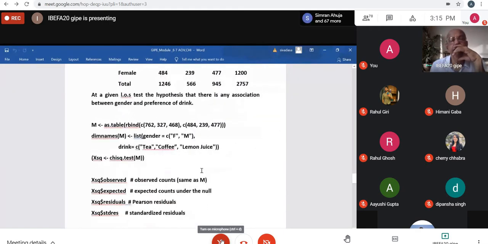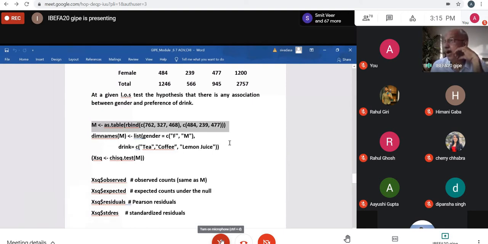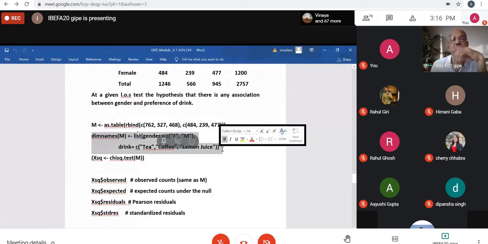Very simple. Prepare a matrix of the data, row wise. You are already familiar with R-bind. But here I have to compute something, so let it be in table form. Data will be in a matrix, and the table will be titled. The syntax for the title will be dimnames, a list: gender for the row, drink for the column. That is the preliminary algorithm.